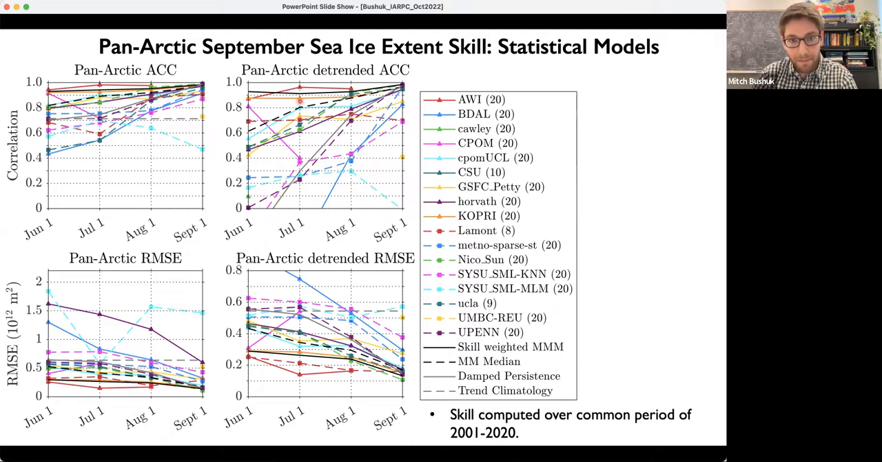There are two models that perform very well and have much better skill than any other system that was submitted. The red line is a multilinear regression model from the Alfred Wegener Institute, and the orange line is a machine learning based model from KOPRI in Korea. We've been digging into why exactly these models are doing so well, and we're still trying to figure out exactly how they're getting such high skill.